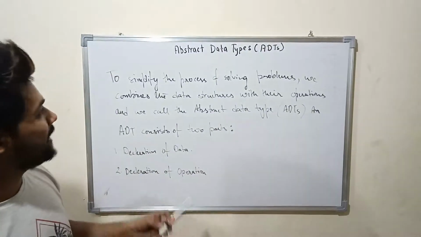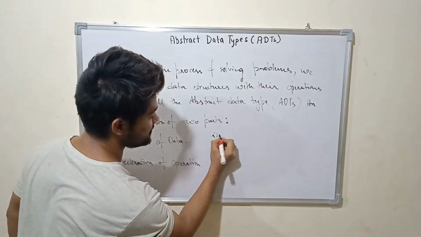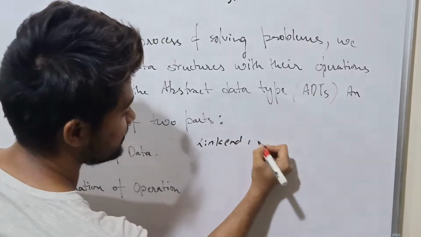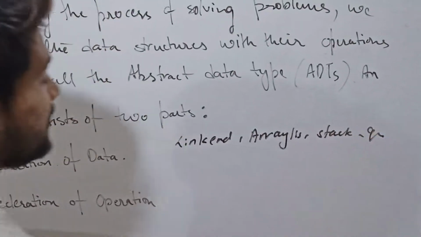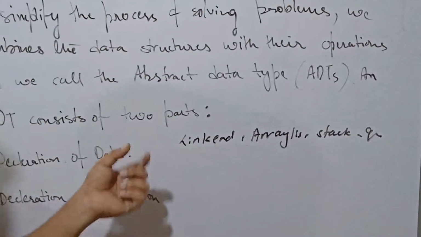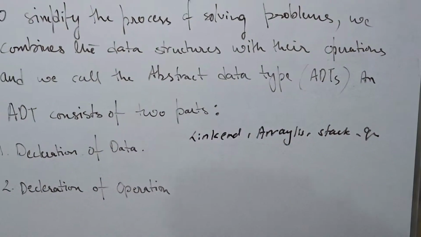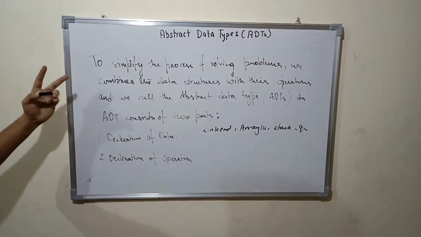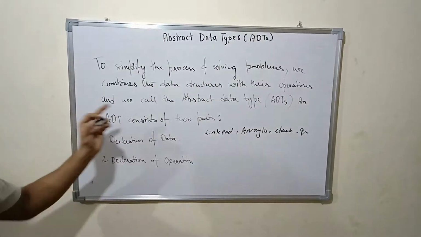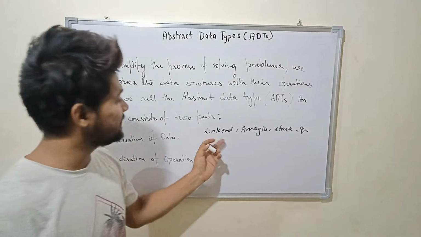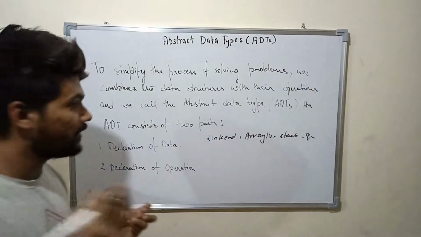Now let us talk about abstract data types. Examples of abstract data types are linked list, array list, stacks, queues, etc. These are defined data structures which store data in a particular pattern or particular way. Now let's study what the definition says. To simplify the process of solving problems, we combine the data structures with the operations, and we call them abstract data types. These data structures simplify the way of storing the data.